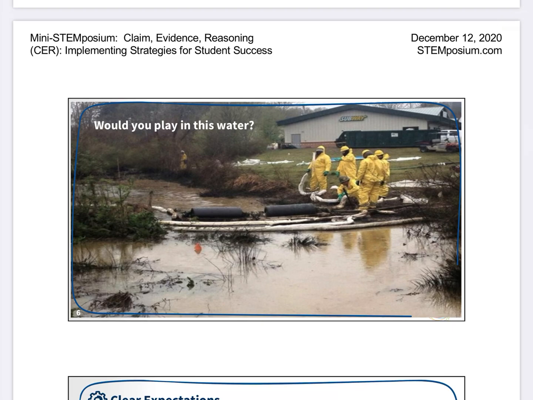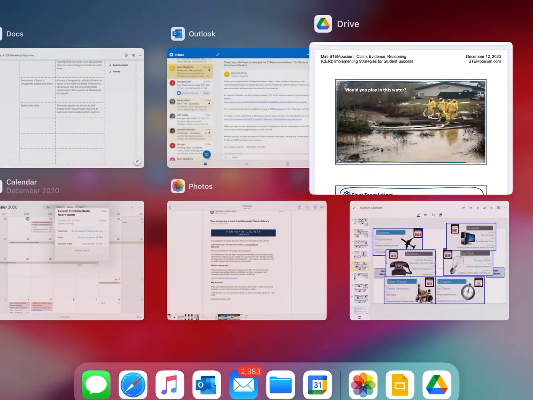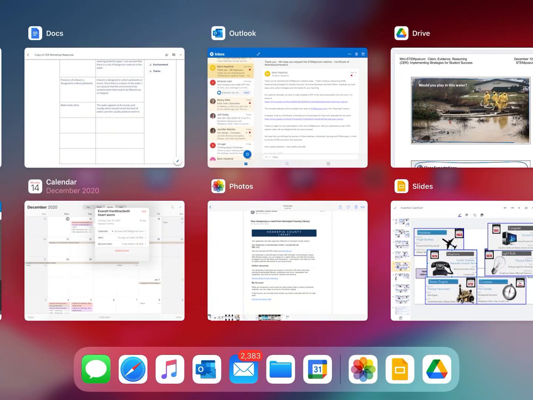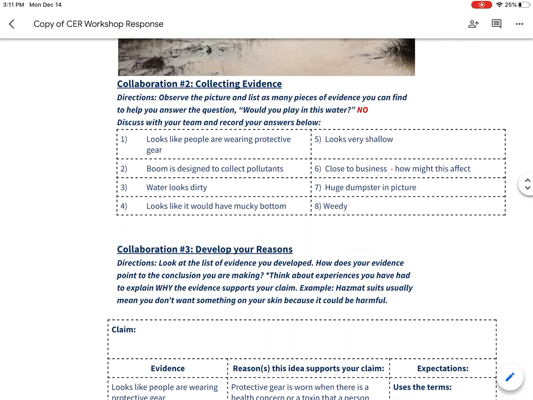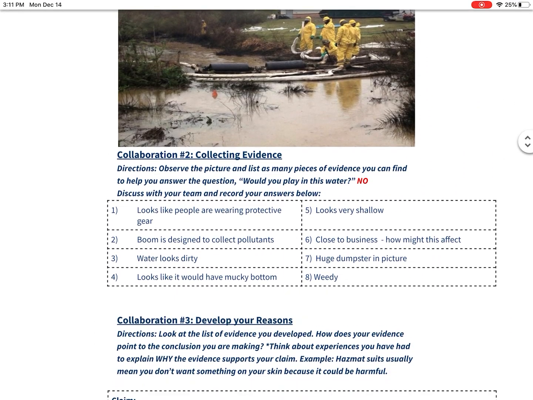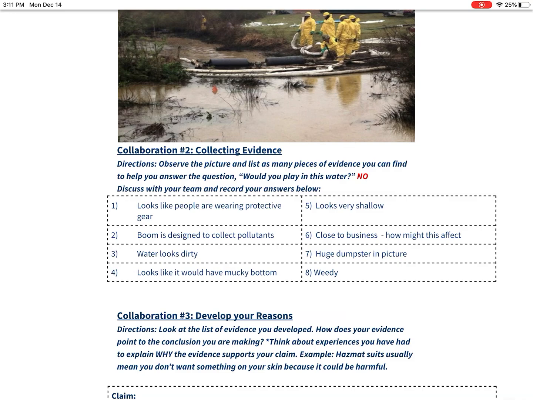And what I liked is the way they did this is they started with a question, not even a claim, just a question. So would you play in this water? And then after everyone said yes or no, as you can imagine, most people said no, then we went into breakout rooms to start curating and gathering, well, what evidence? What made you say no? And so we had a scaffolded document that looked like this. It had the picture on it. And we each had our own document. So we were in a breakout room, but we were all working on our own document.